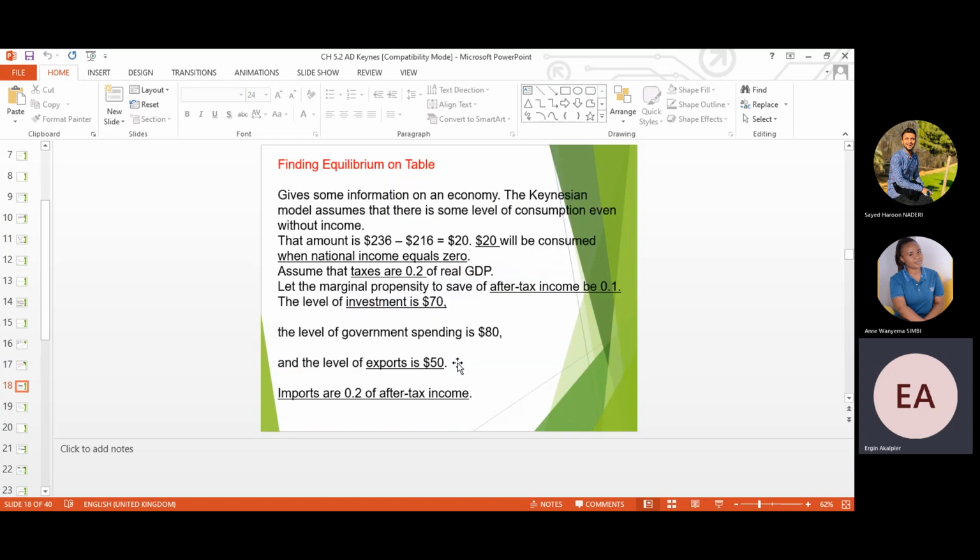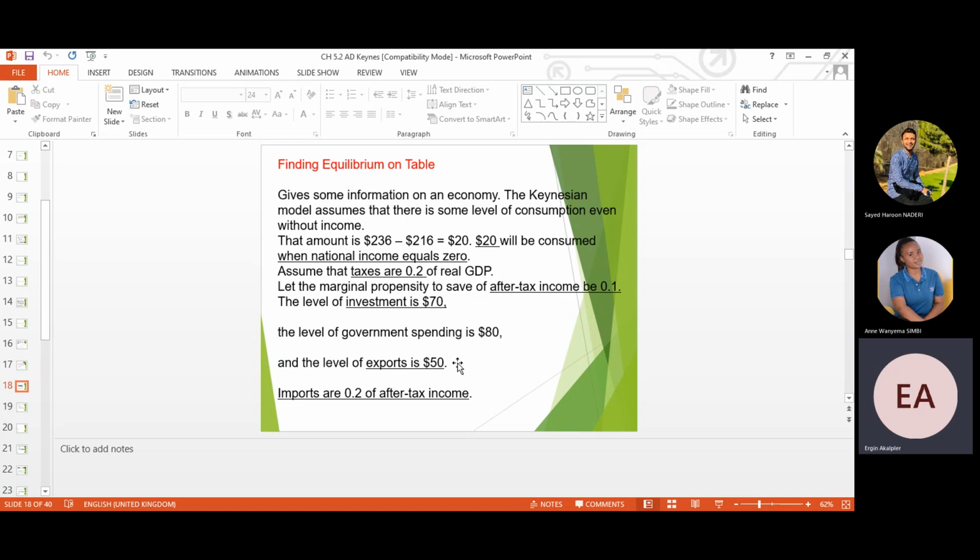And when we are finding the equilibrium on the table, it gives some information on an economy. The Keynesian model assumes that there is some level of consumption even without income. That amount is 236 minus 216, which gives you 20, the autonomous consumption. And this will be consumed when national income is zero.